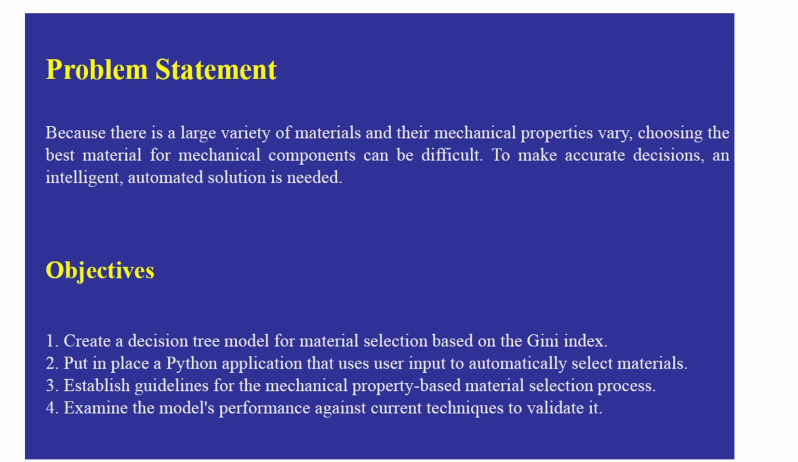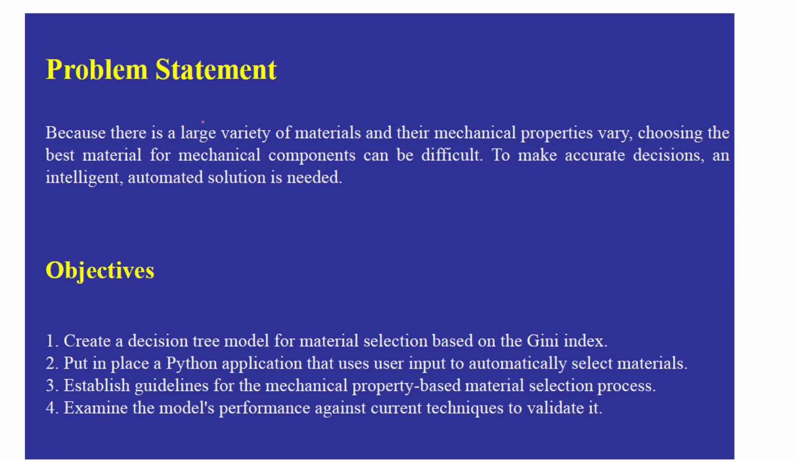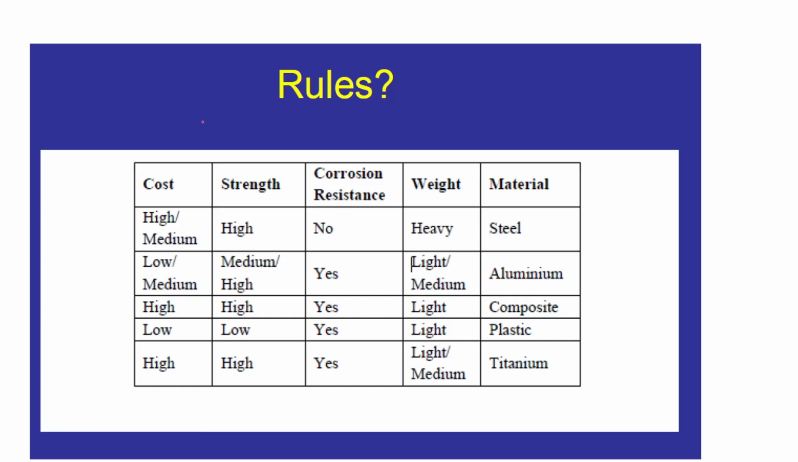Let us say we have this kind of data. As you can see here, these are the different variables: cost, strength, corrosion resistance, weight, and the name of the material is written. I have given them in terms of low, medium, high, or yes and no binaries, right? Strength is medium, high, low; corrosion resistance can be yes or no, right? Now how can you design a material which is best suited for your purpose or a mechanical component? The rules, obviously: you can have a high cost or medium cost, strength can be high, corrosion can be no, weight can be heavy.